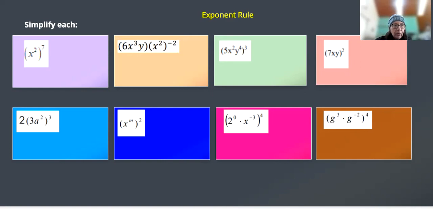Take a look at number one here, the one in lavender. I like the color lavender, it's pretty. All right, I'm going to change my color here. I think I'll use black again.